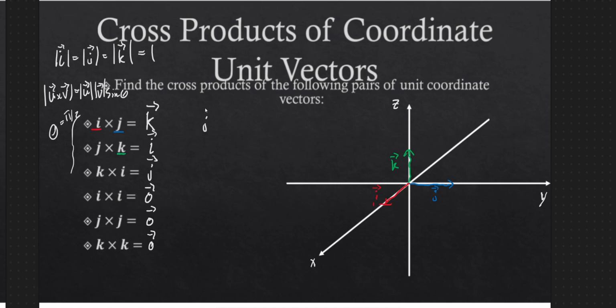So if I do instead J cross I, you can work that out yourself. Point your fingers in the direction of J, curl them towards I, so that means my palm is facing towards me. The thumb goes down, and I get negative K. And that tracks with what I mentioned before, the anti-commutative property. I cross J is K, J cross I is negative K. Same thing down here. If I do K cross J, I get minus I. And let's see, I cross K is minus J.